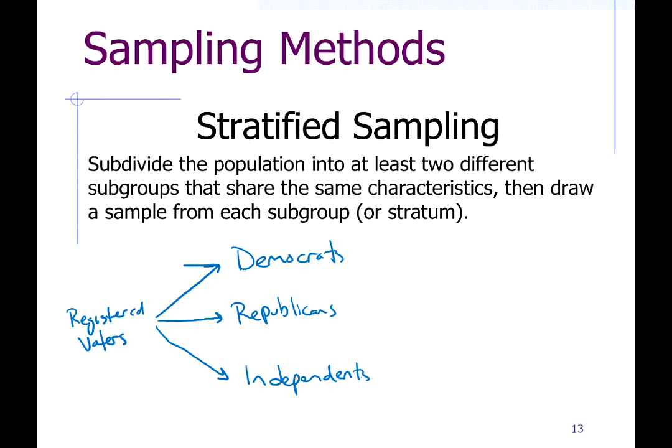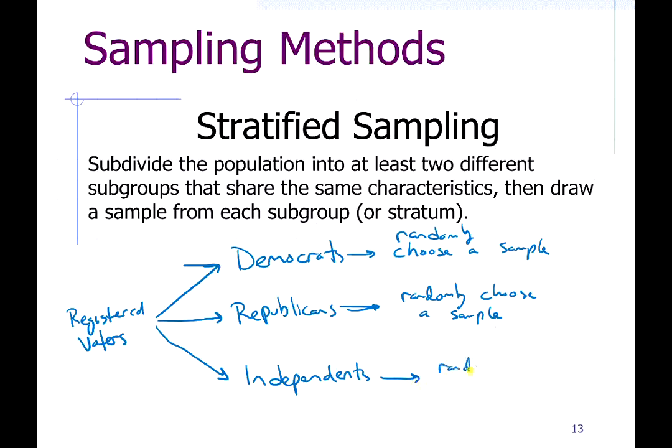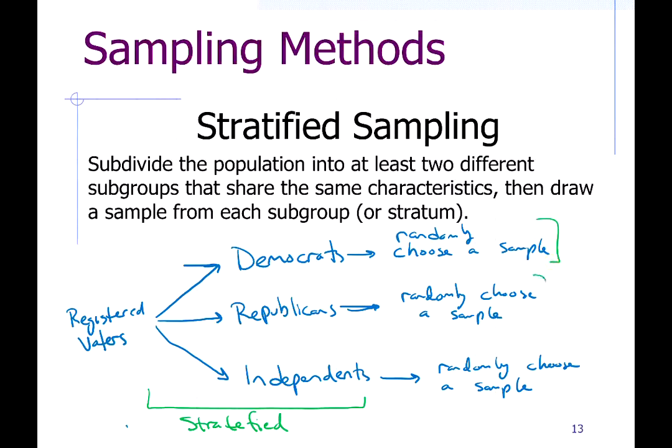Stratified sampling means you subdivide the population into two or more different groups, and then from each group you choose a sample. You randomly choose a sample for each group. Randomly choose a sample, and then for the independents, randomly choose a sample. So the stratification happens first, and then within each subgroup, random sampling has to happen.